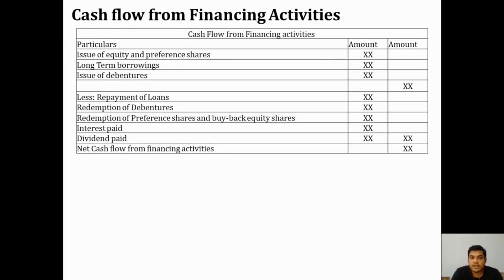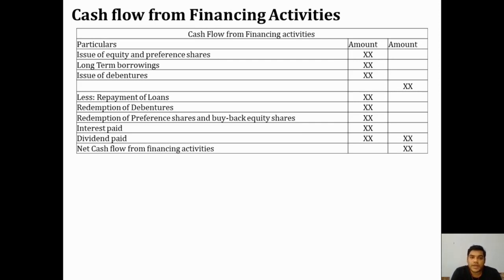Now the third category is cash flow from financing activities. There is a format in front of us, cash flow from financing activities, with particulars and 2 amount columns. The inflow of cash for financing activities might be issue of equity and preference shares, or issue of long-term borrowings, or issue of debentures. These are the sources from which inflow of cash can come in financing activities.